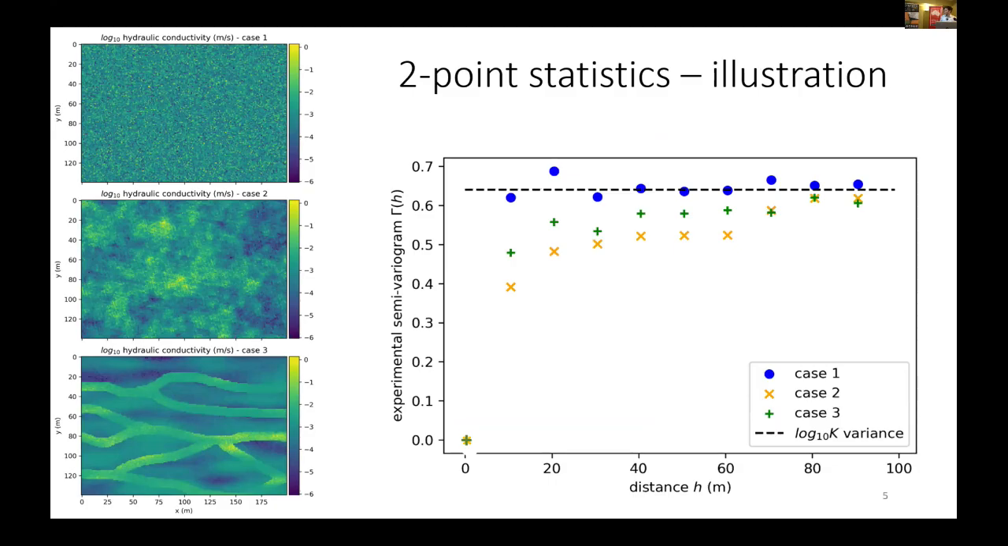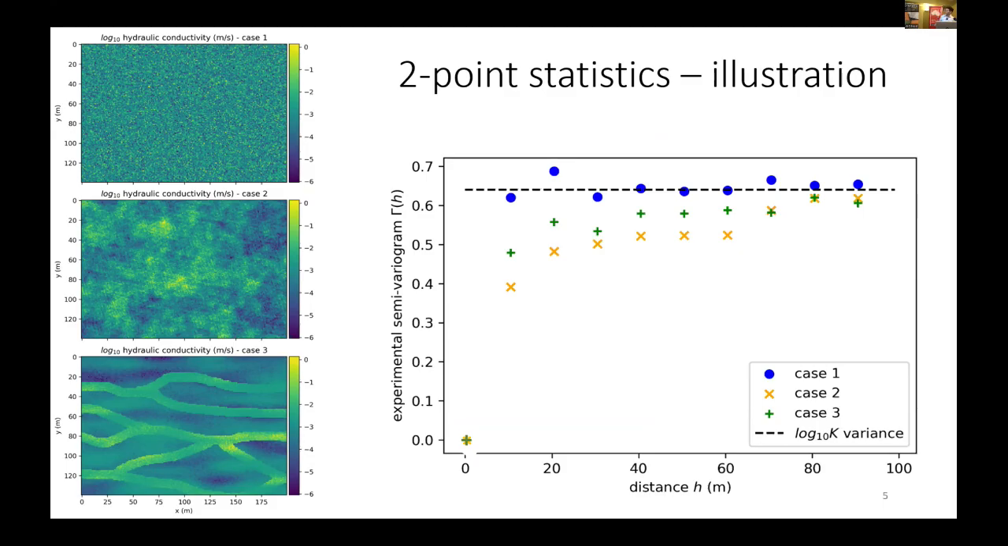If we take a look at 3 cases, for the first case, we see with the blue dots that typically we have a semi-variogram that is close to the semi-variance or the standard deviation of the model, and this is pure noise. So this is what we call nugget effect.